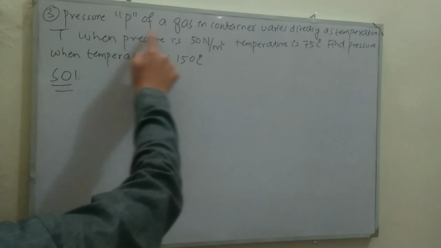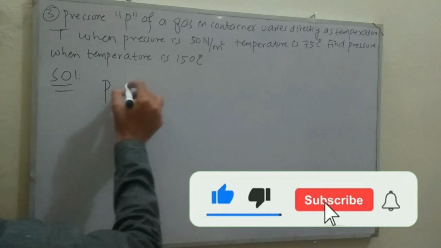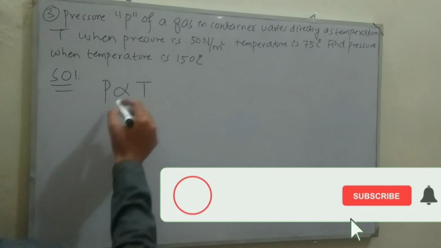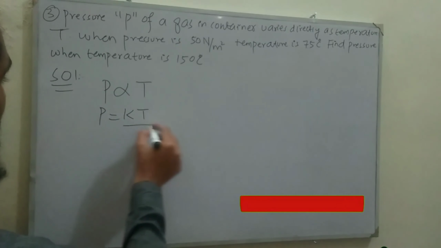Firstly, that tells that pressure is directly related with temperature. Removing proportionality and bringing in the constant, P is equal to K T. Divide both sides by T.